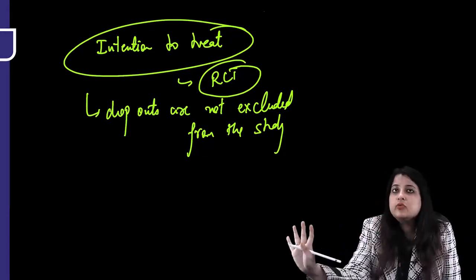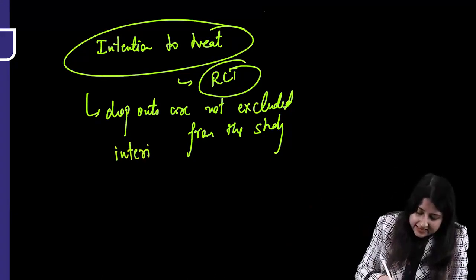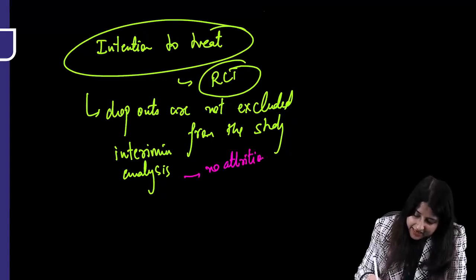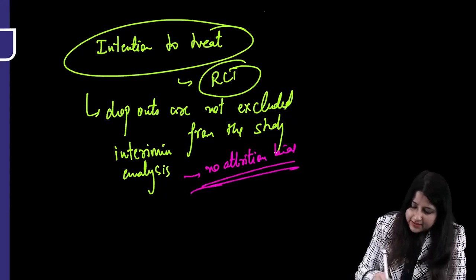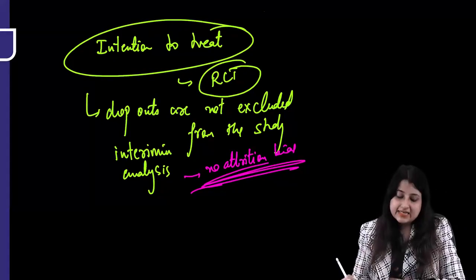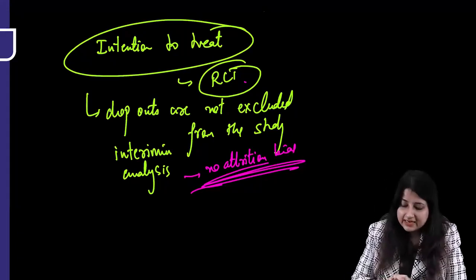so they can also be included in the final analysis, because in an RCT we can do an interim analysis, so there is no attrition bias. Even if there are dropouts, we can include them in the final analysis, because we can do an in-between analysis. So you are simply asked: intention to treat is seen in an RCT.